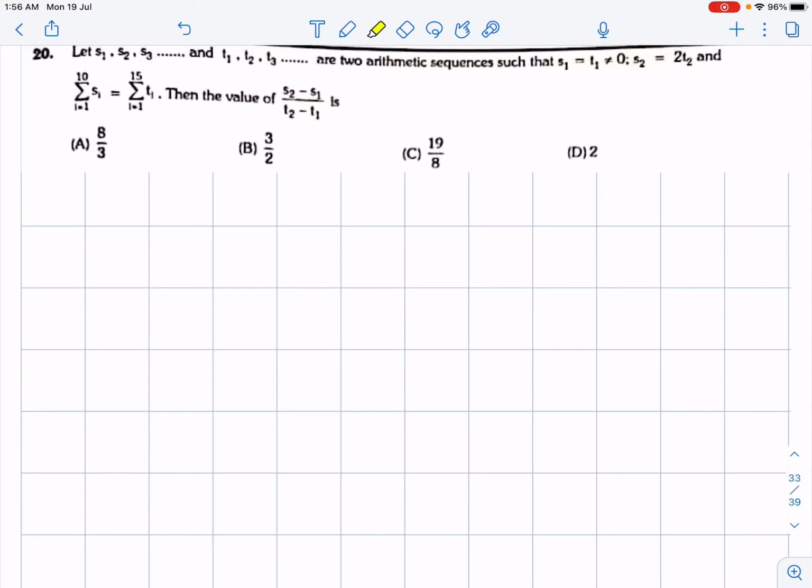So continuing our problem solving series in sequence and series, here I came up with the 20th question written on the screen. What is the problem statement given to us? Let s1, s2, s3 and so on, and t1, t2, t3 and so on be two arithmetic sequences. That means the first arithmetic progression is s1, s2, s3 going on like this, and the second arithmetic progression is t1, t2, t3 going on like this.